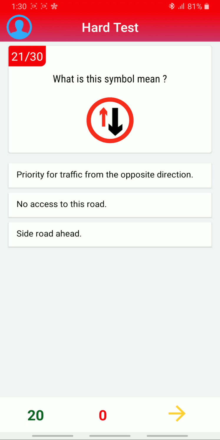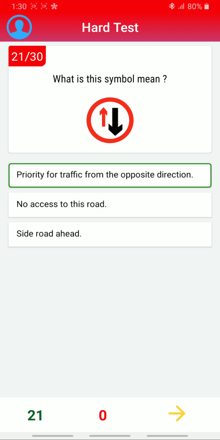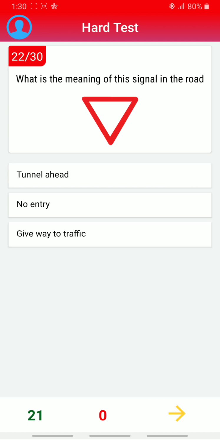This is also a symbol of arrows. One is toward the left, toward the front, ahead, and the second is backward. So priority to the traffic from the opposite direction. This one is correct because the one is red. So you need to give priority to the opposite direction. Option first is correct. What does this sign mean?